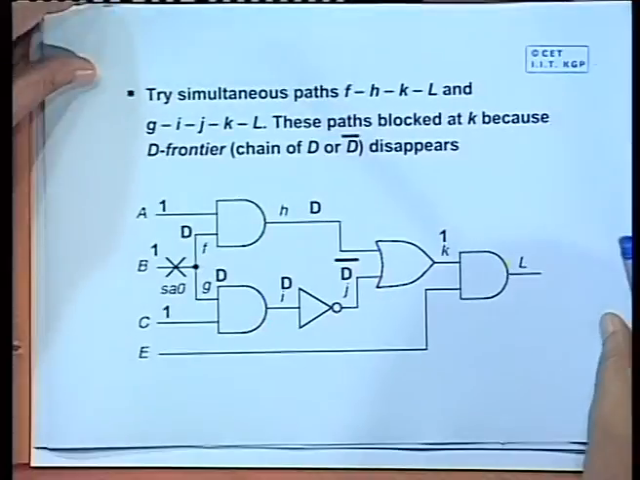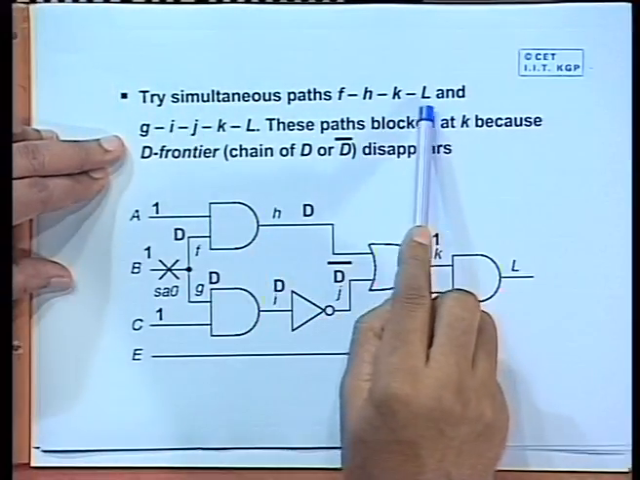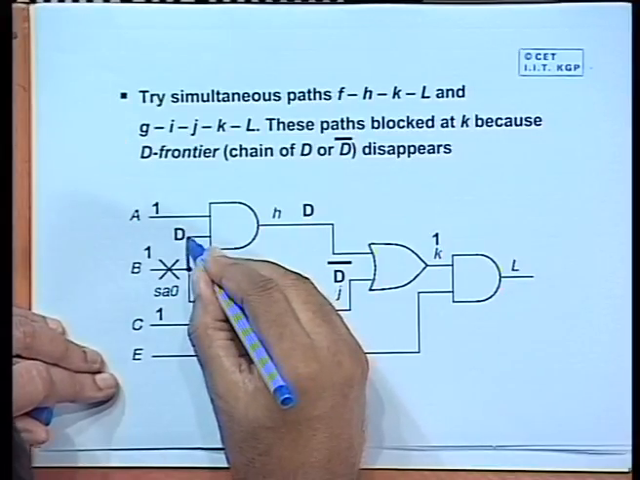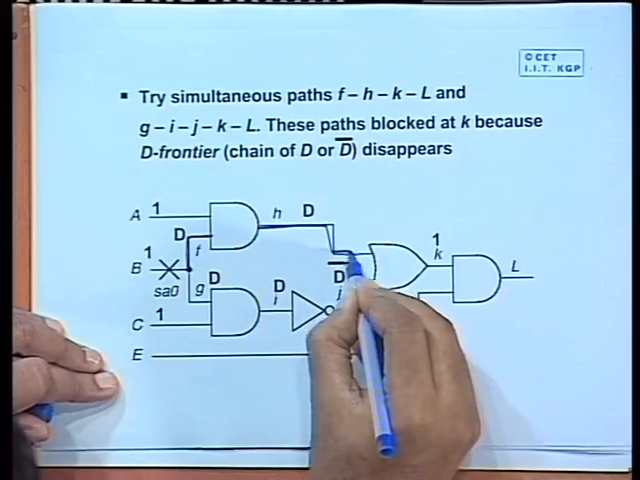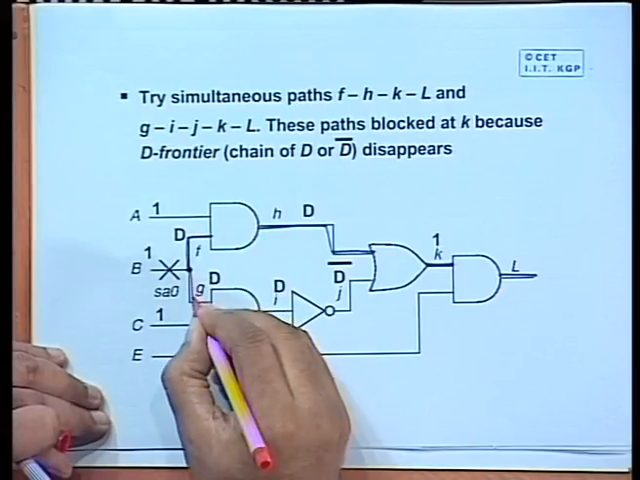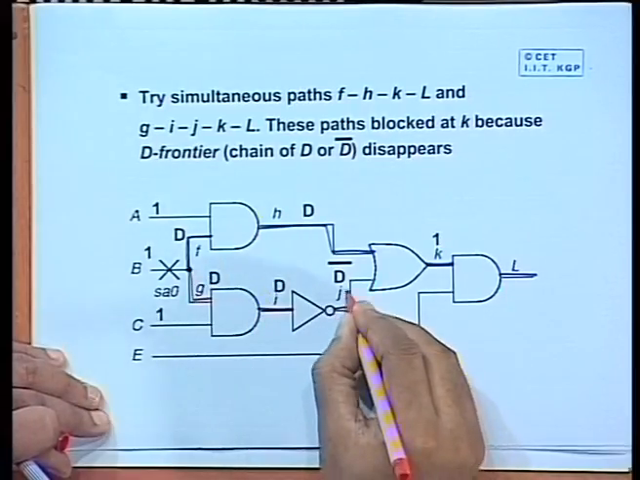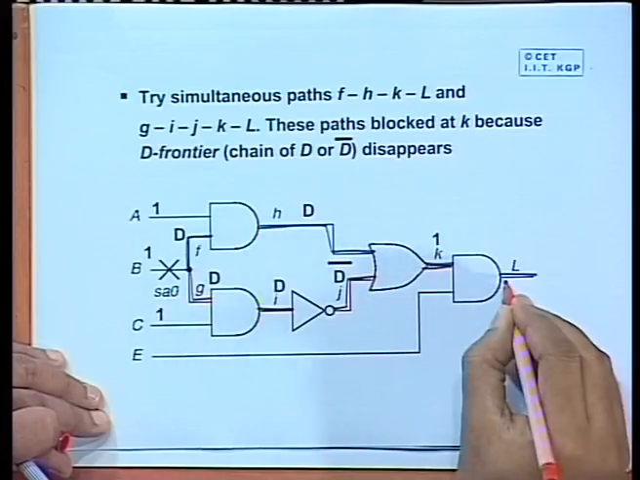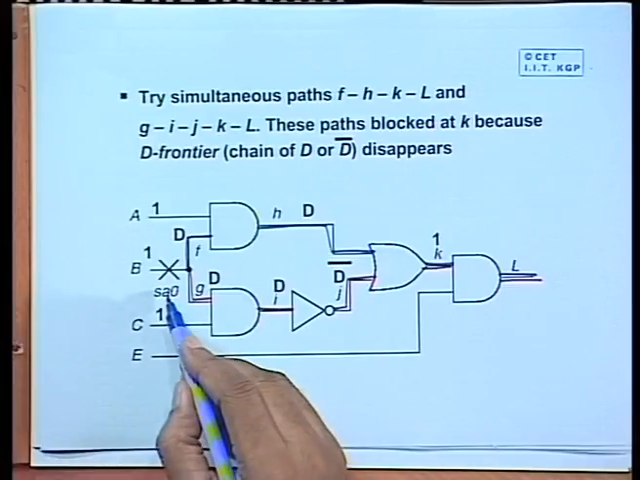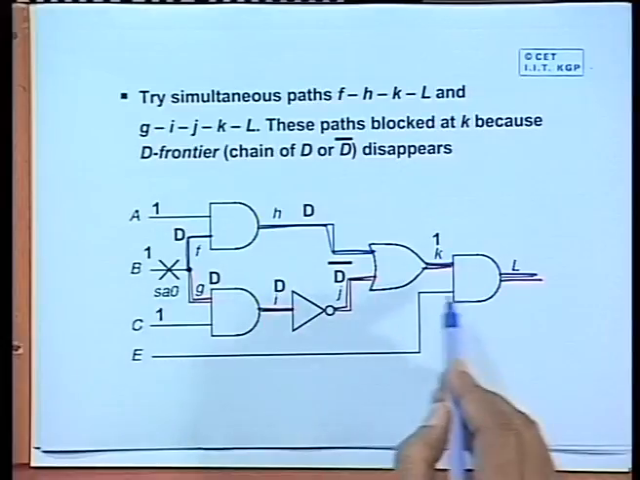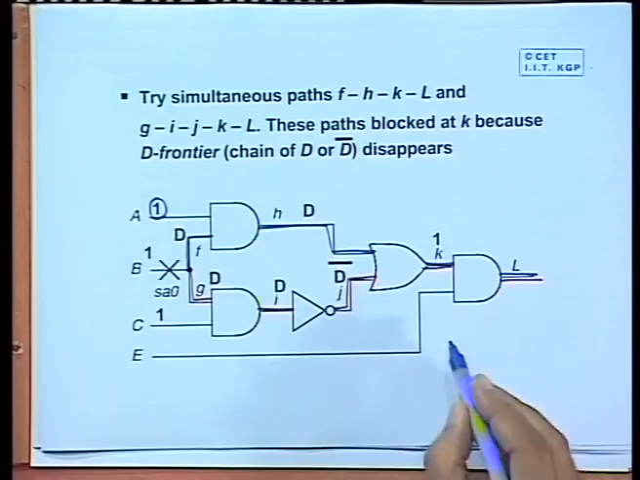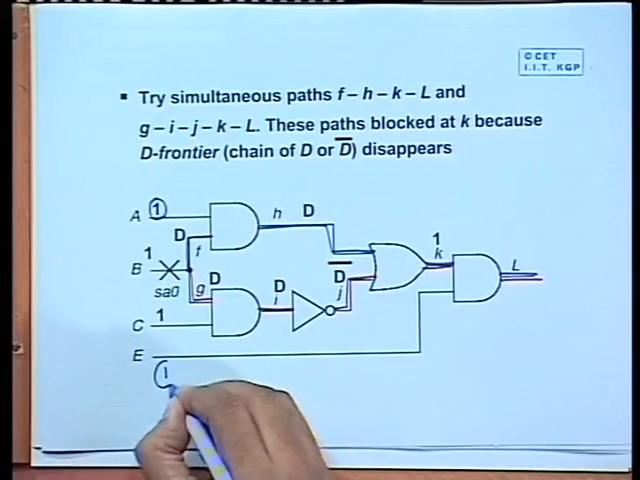Now, at the next attempt, we try the paths FHKL and GIJKL simultaneously, which means the first path we try is this and the other path we try is this. So, now let us see what is the implication. This is the site of the fault. Now, if we want to excite both these paths, okay. So, first thing is that I have to apply a 1 here to this AND gate, I have to apply a 1 here again. Okay.